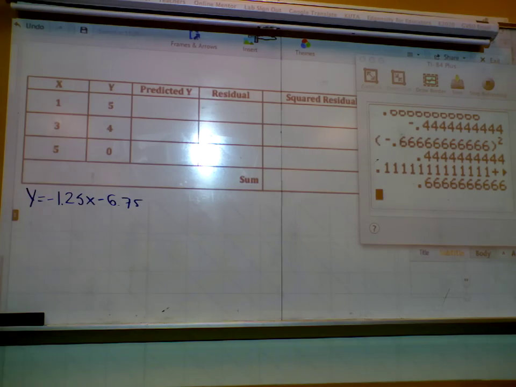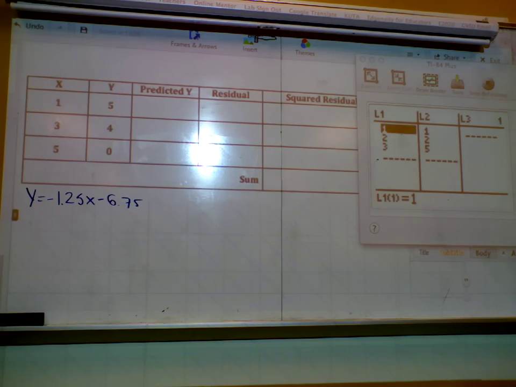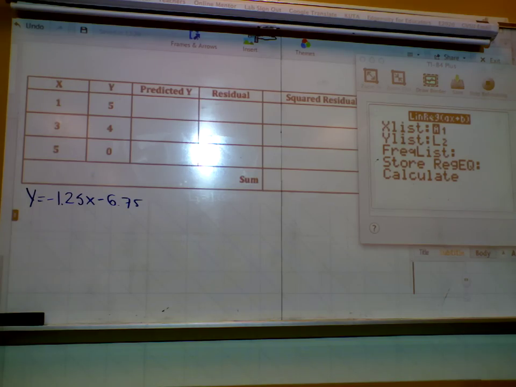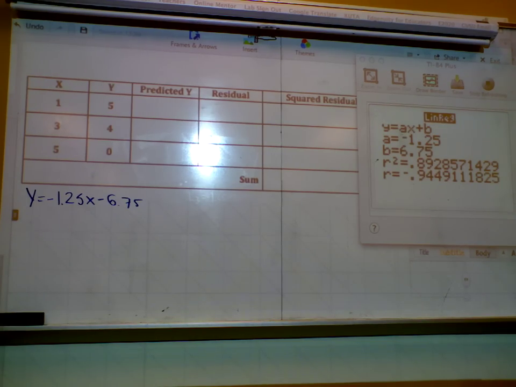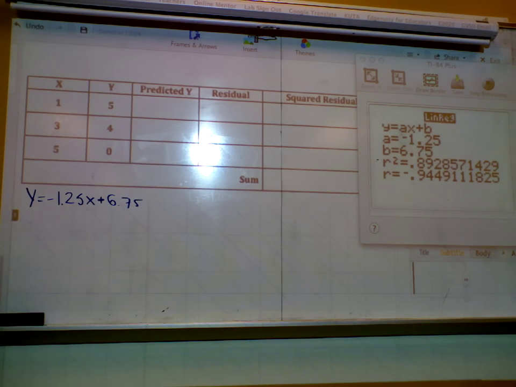I got plus 6.75. Okay, let's go through then. So stat, edit, list 1: 1, 2, 1, 2, or 1, 3, 5. Sorry, I can't count. Oh, I found my error. Oh, good. What is it? I put a 2 instead of 3. Okay. And 5, 4, 0. Right. Stat, calc, 4. Enter. Yes, it is a plus. And that might have changed your answers. All right, that's okay. I'll show you an easy way to fix it.